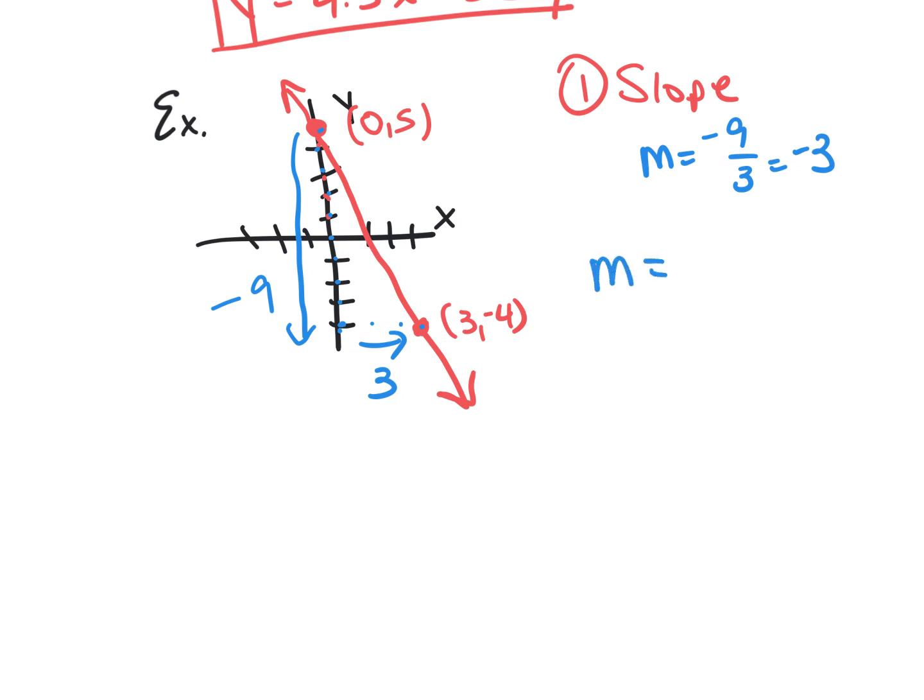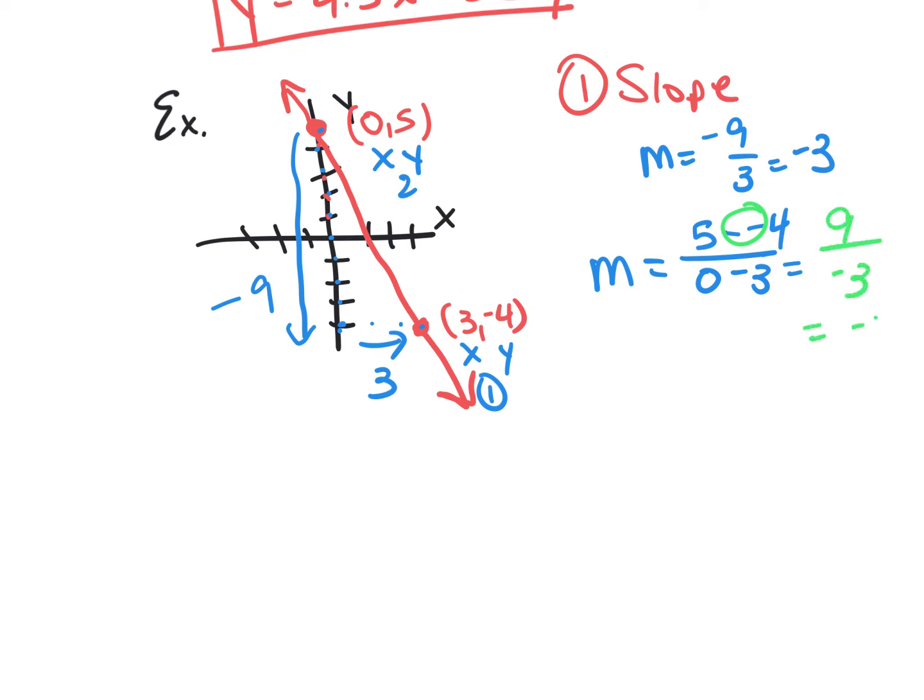You could also find it. So remember, this is xy. We can say this is group 2. This is xy. This is group 1. So we can say 5 minus negative 4 over 0 minus 3. Then remember, we have these two negatives, so that becomes a positive. So that becomes 9 over negative 3, which is negative 3. Okay, then a couple different things. If you see that this crosses the y-intercept, so the b value is 5. Let me erase that, sorry.